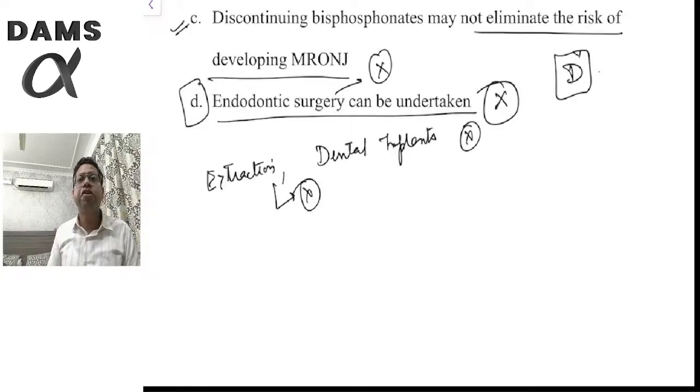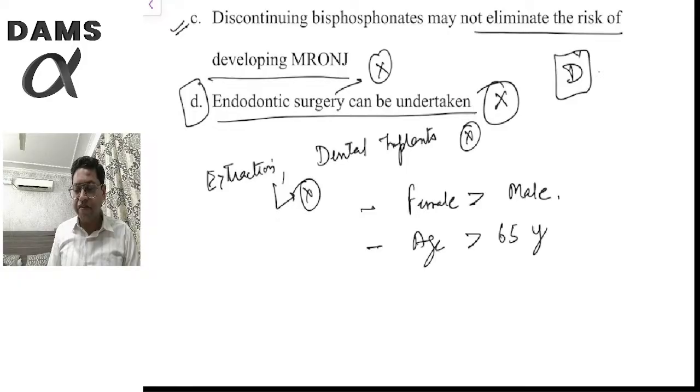Other factors that predispose to osteonecrosis of the jaw are the sex ratio. Females have a greater incidence of developing this as compared to males. Age, if we talk about greater than 65 years of age, have more probability of developing this. IV medications have a more probability of developing osteonecrosis as compared to oral medications.